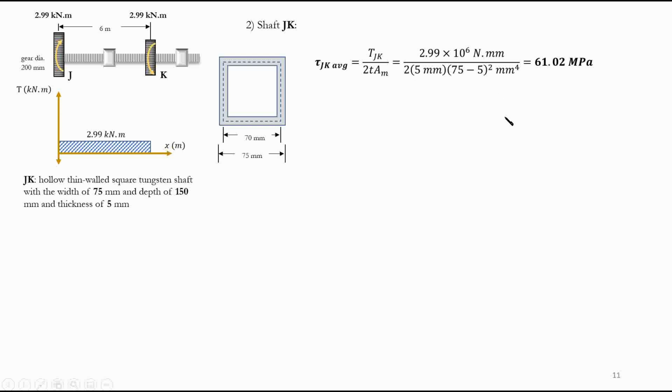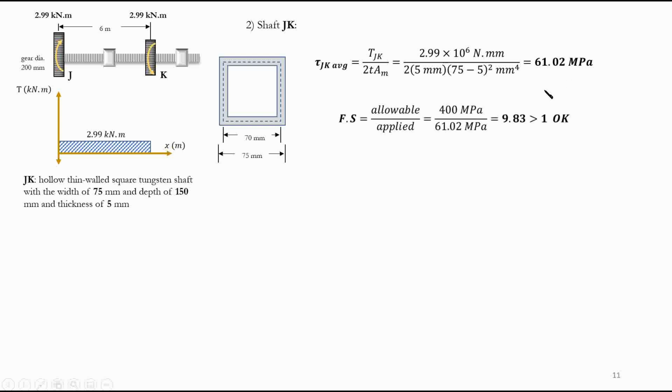75 minus 5. Okay. And of course, here this is also a typo. So this is going to be millimeters squared, right? 2 times 5 millimeters times 75 minus 5 squared, millimeters squared, right? It's very important. And of course, we're going to end up with 61.02 megapascal, right? Again, as you see, I've used units Newton millimeters, so I'll end up with Newton per millimeter squared or megapascal.